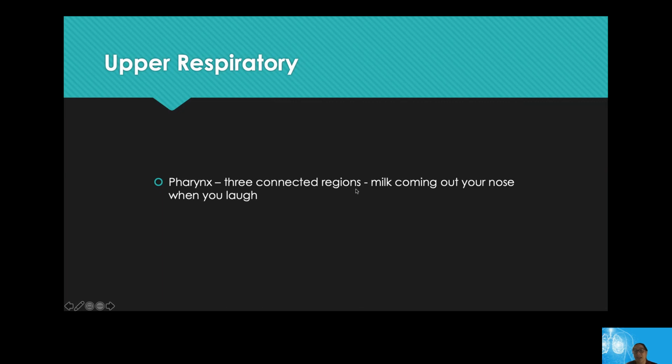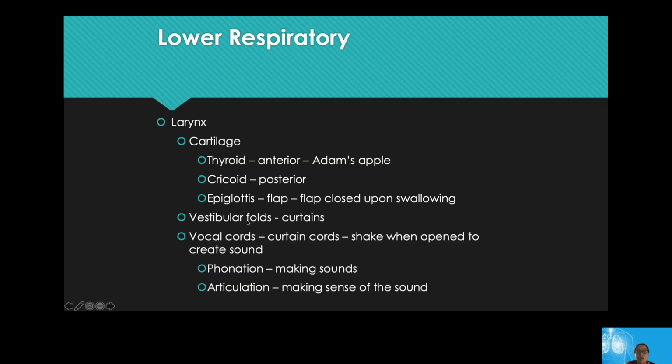These three are connected together, and it turns out that the oropharynx and the nasopharynx are so connected that you can even make milk come out of your nose if you laugh at the same time. People can experience this phenomenon, so it lets you see exactly how interconnected they are. Now, these are all the components of the upper respiratory tract, which makes the larynx the dividing line to the lower respiratory tract.